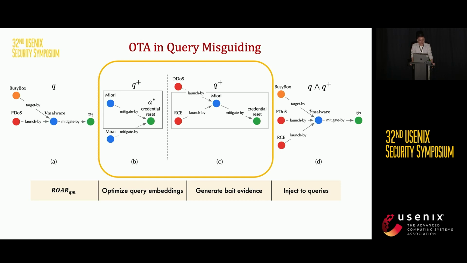And in the query misguiding attack, it first optimizes the query embeddings to best satisfy the attack objectives. And then it further generates the bait evidence. Or we can say it uses reverse engineering to generate what the perturbation of the query should be, and then releases those perturbations to the query side.